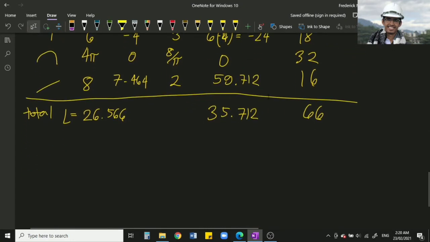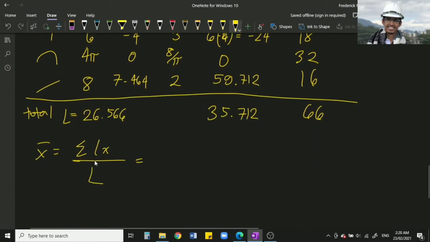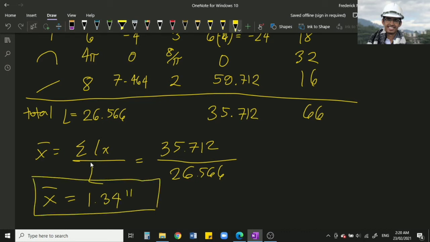So sabi natin yung bar x is equal to summation nung length times x over yung overall length ng ating material. So that will be, yung summation ng lx natin is 35.712 over yung overall length natin, that is 26.566. Therefore, bar x natin is equal to 1.34 inch. Okay, so this will be our answer.